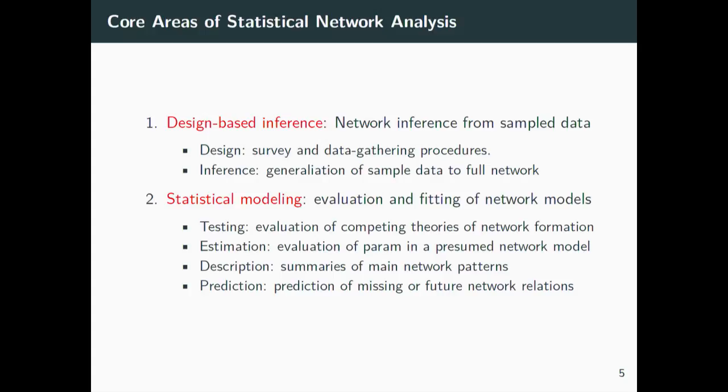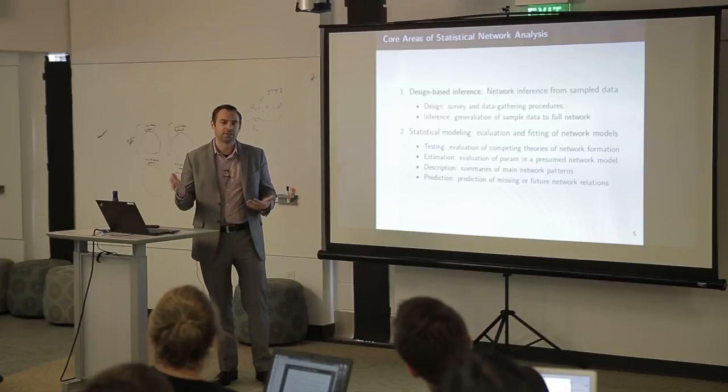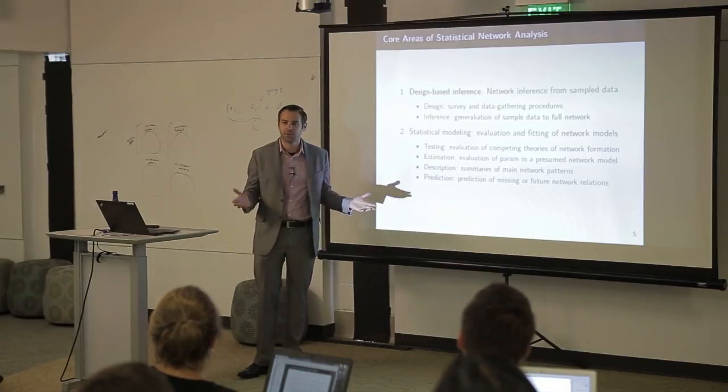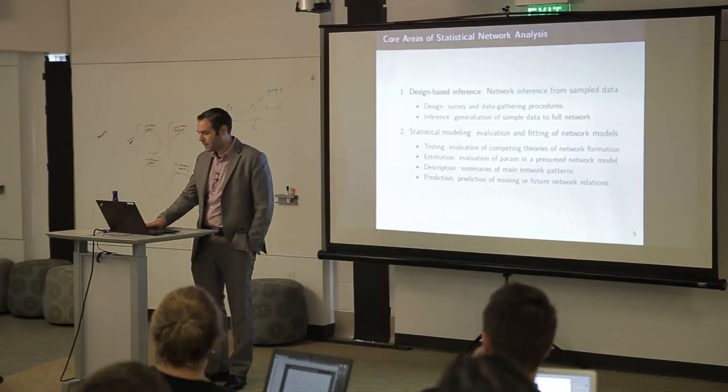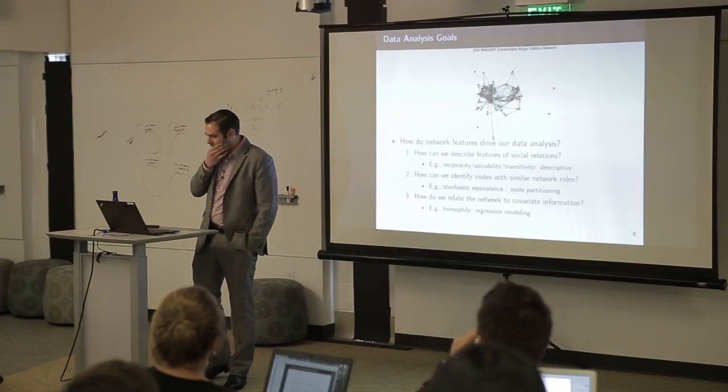So we can test, we can evaluate competing theories of network formation and generative models for networks. We can estimate parameters of interest. We can use it to describe and understand the network better. And we can also use it for prediction and simulation, right? So we can use it to impute missing data. We can use it to predict other network structures, that sort of thing.